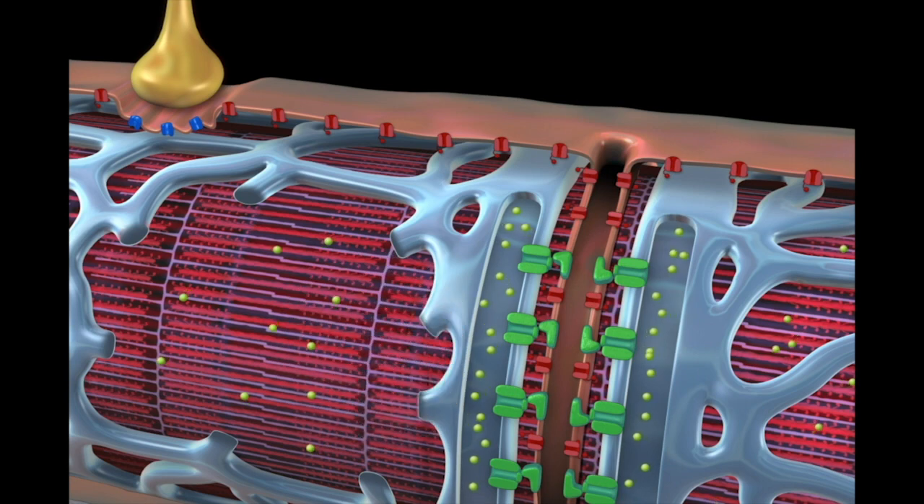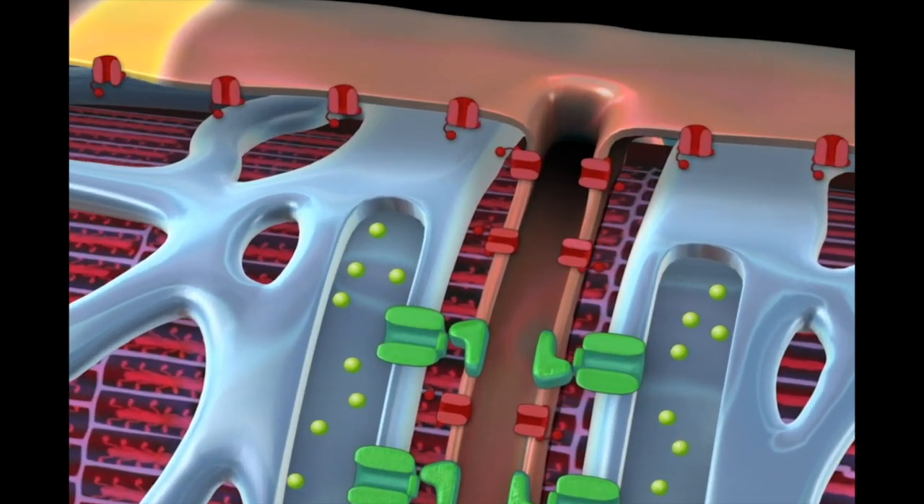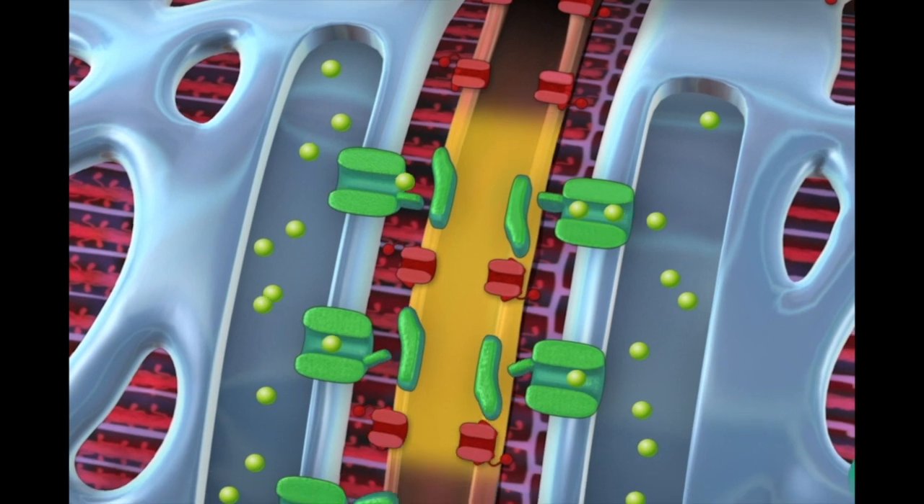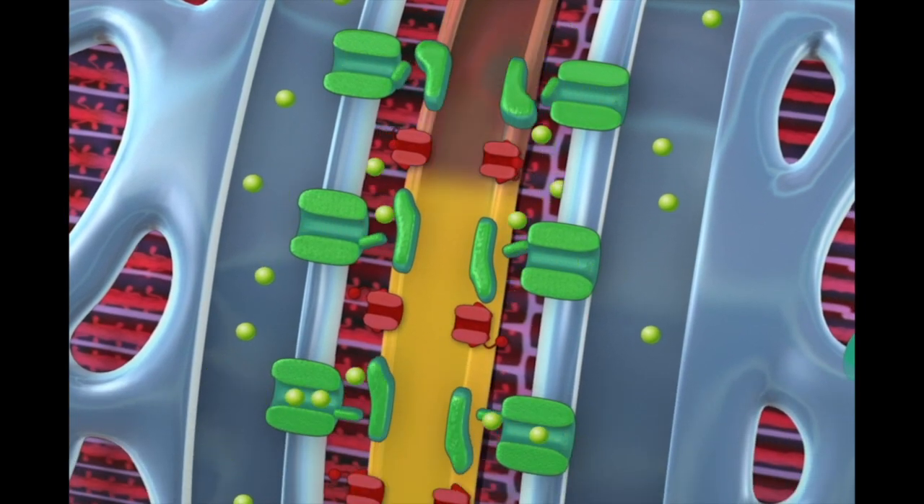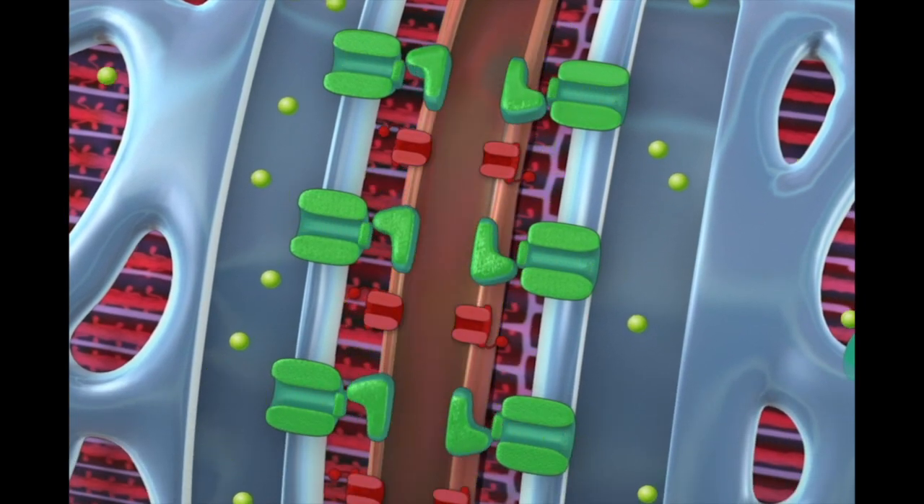Cross-bridge cycling ends when the concentration of calcium ions in the sarcoplasm decreases to the resting level of the unstimulated muscle. Two events are responsible for this decrease in calcium concentration. First, the terminal cisterns cease releasing calcium ions. This occurs when signals from the motor neurons stop and no additional action potentials conduct along the sarcolemma and T-tubules.